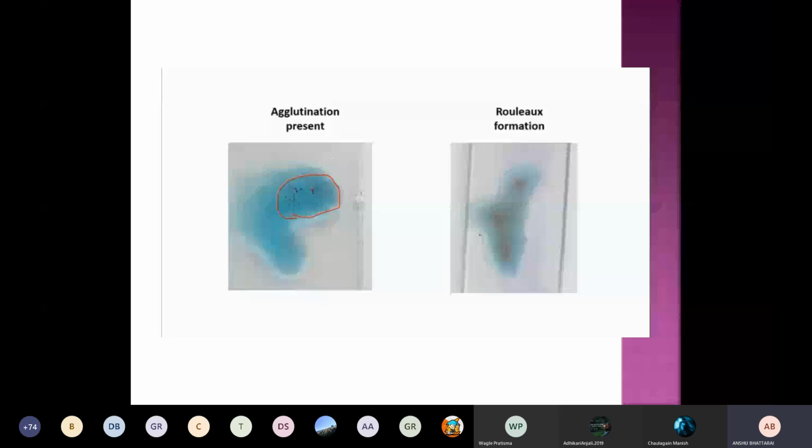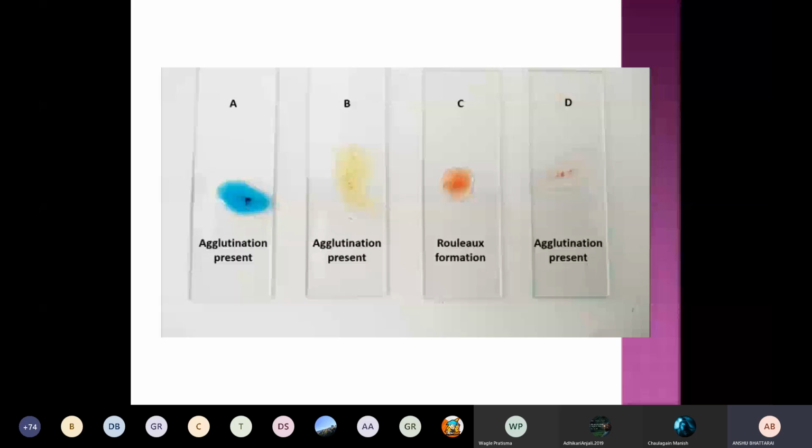That's why we are using slide number C, where in this solution there will be the rouleau formation. Slide number C, we must take to avoid false positive results. So please don't confuse between agglutination and rouleau formation. Agglutination means there is an appearance of some dust-like particles in the solution. In slide number A, you clearly find these dust-like particles, so agglutination is present. In slide number B, you also clearly find these dust-like particles.